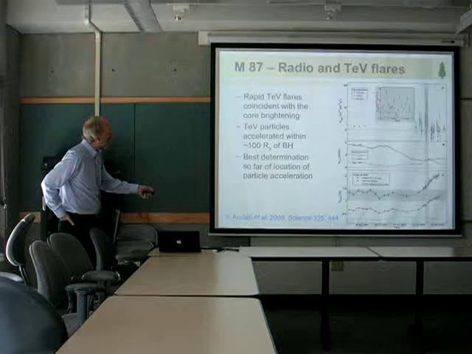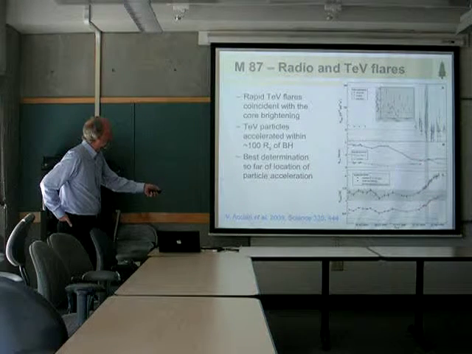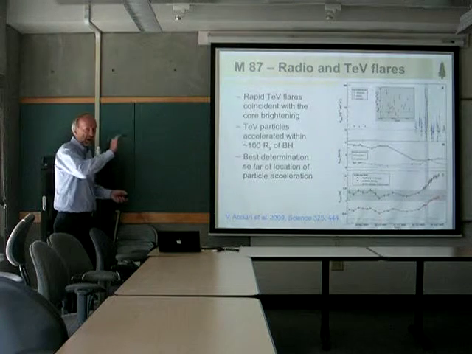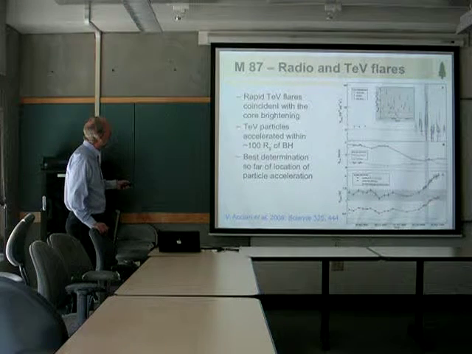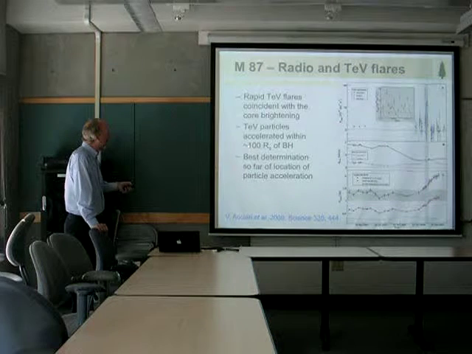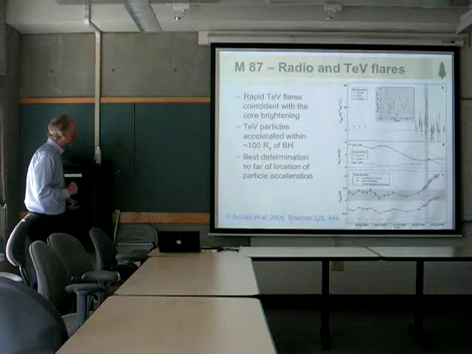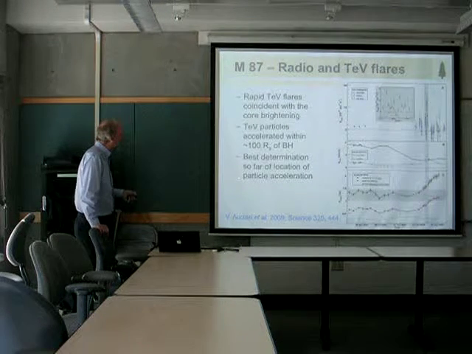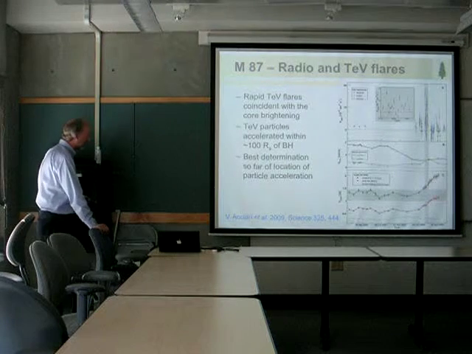And so we took this as an indication that the gamma rays were coming from the very central nucleus at the very base of the jet, rather than from one of the bright knots along the jet. This was an indication that the very high energy particles were being accelerated within about 100 Schwarzschild radii of the black hole at the very base of the jet. And this is one of the best determinations so far of the location of particle acceleration in an active galaxy.